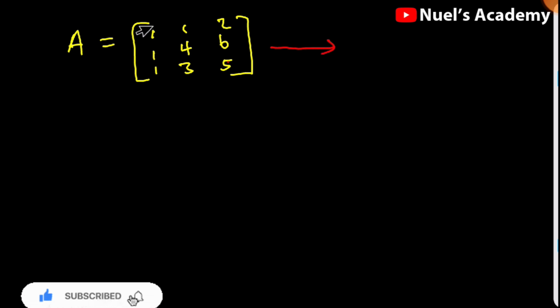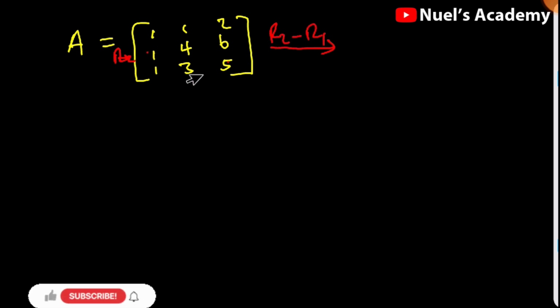Since we already have 1 as the leading entry here, we don't need to swap any row or divide any row by any number. So let's just go ahead and reduce this one and this one to be 0. For this second row, the row operation I'm going to perform is row 2 minus row 1, because here they are 1, 1. 1 minus 1 is simply 0. And for row 3, the same row operation I'm going to perform is row 3 minus row 1.